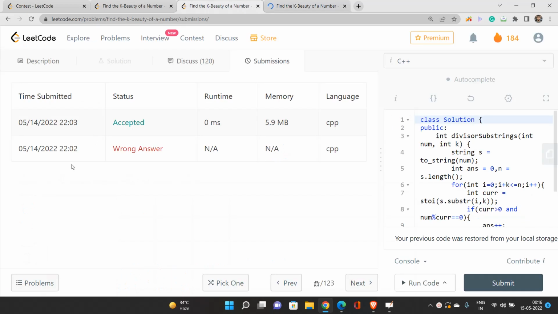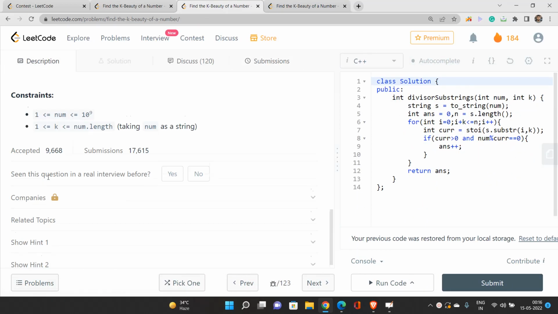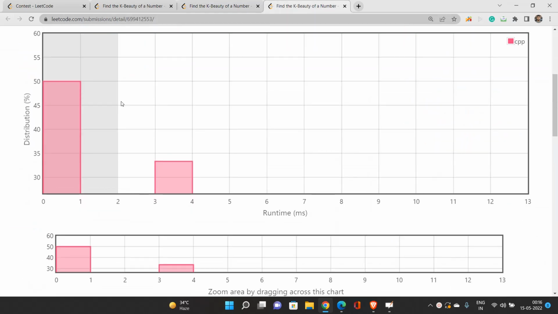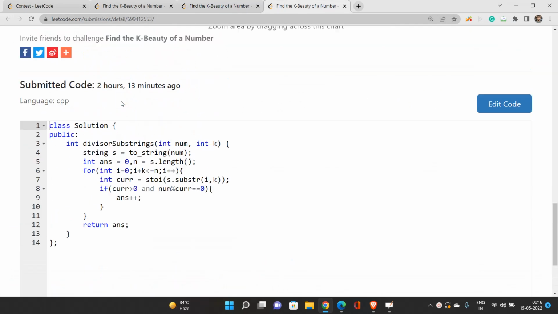You can see I got one wrong answer because I had not read the description carefully: 0 is not a divisor of any value, so I also need to take care of that 0. I am wondering whether you have made the same mistake or not. It doesn't matter.